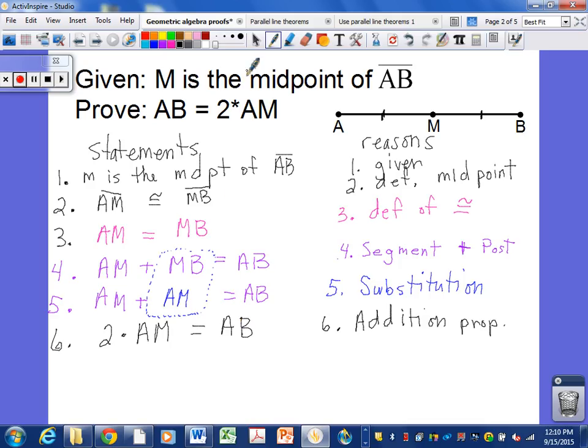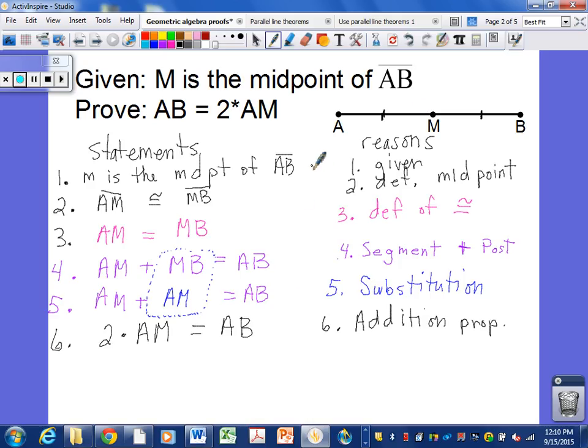So if you have a midpoint, the entire length is twice one of the smaller segments. Okay, that's only true when we have midpoints, but that is a true statement. This is an algebraic relationship between these geometric figures. And they're basically always done like this, the same steps.